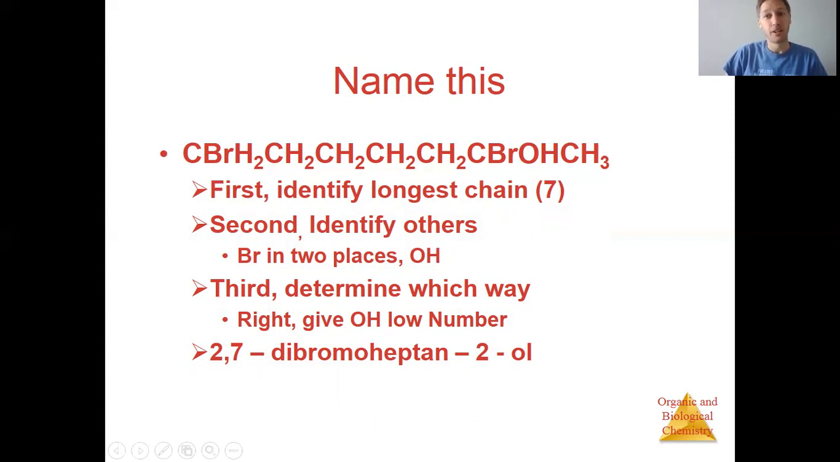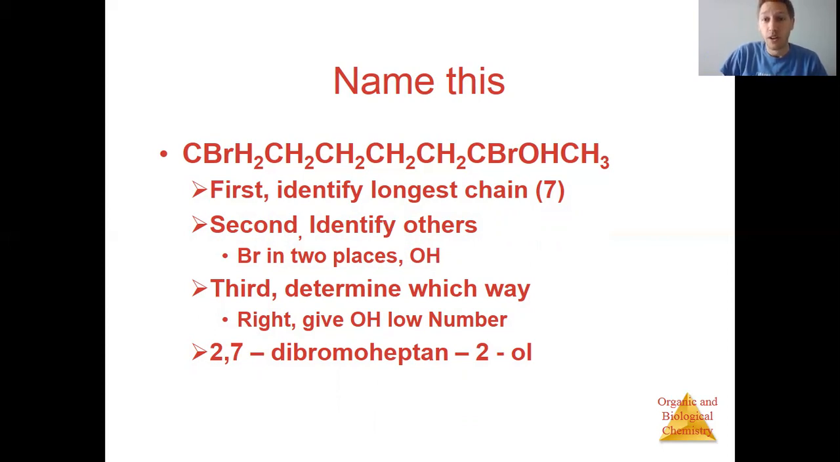Again, there's a huge tier list of which functional groups get the lowest number. In this class, OHs get the highest precedence. After OHs come the double and triple bonds, they're tied. Then after that are the halogens and other things that are attached. But here, we want to make sure OHs get the smallest number.